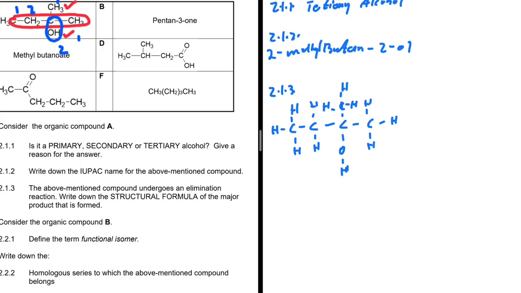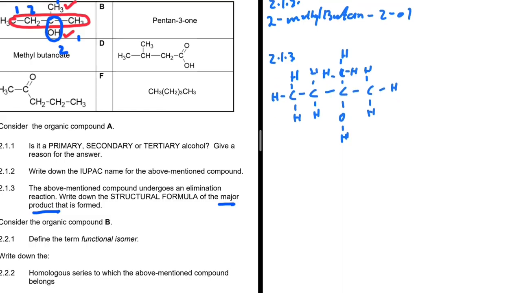So it means that the structural formula of the major product formed should be an alkene, right? This question is very specific: major product. We have a major product and a minor product for the dehydration of an alcohol. So this is just the alcohol. This is not the answer. We just draw in the structure of the alcohol so that we can better make sense of it.